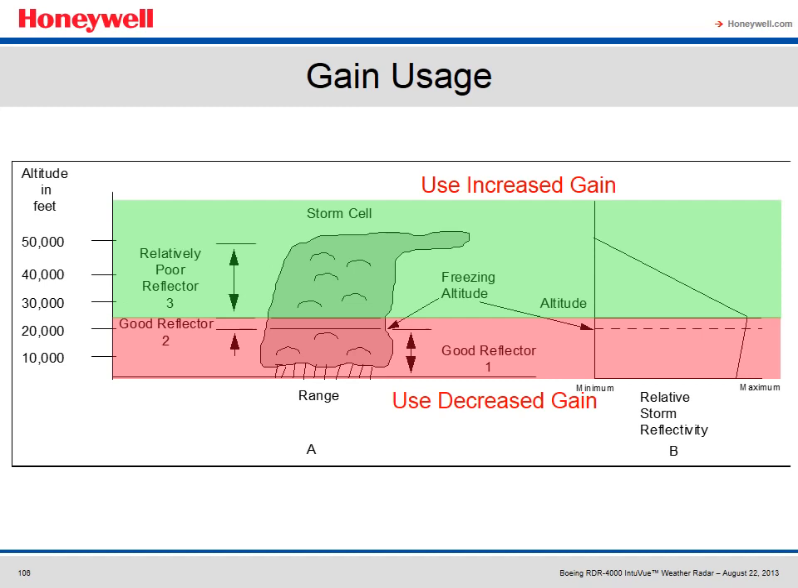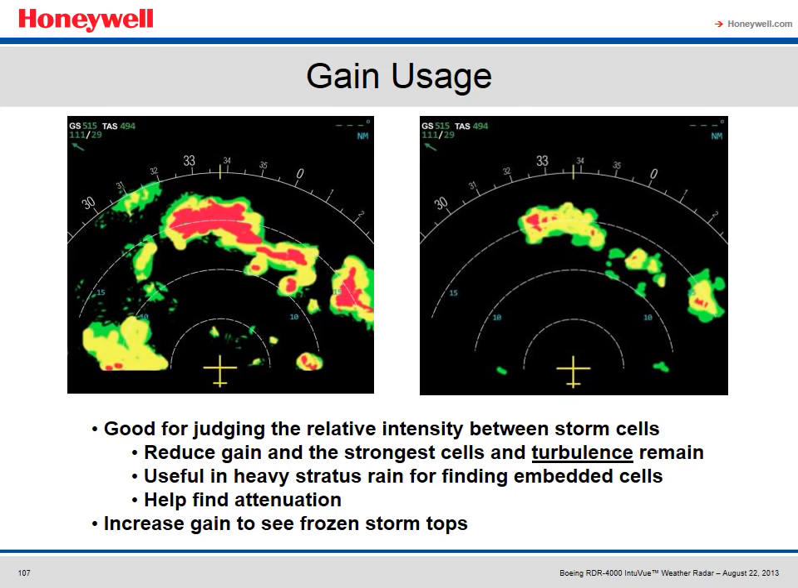So to put it in radar terms, some uses for gain are, if the gain is reduced to minimum in auto mode, what is left are the strongest cells in turbulence. Gain doesn't affect turbulence detection, so any cells remaining, and especially those containing turbulence, should be avoided. Reducing gain in heavy stratus rain can also help to identify embedded cells by looking for radar shadows.